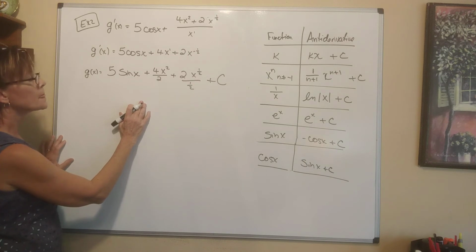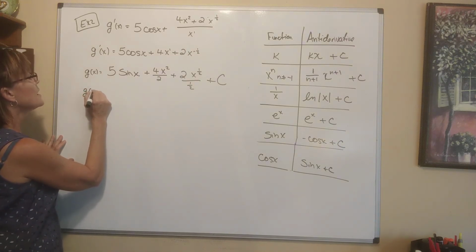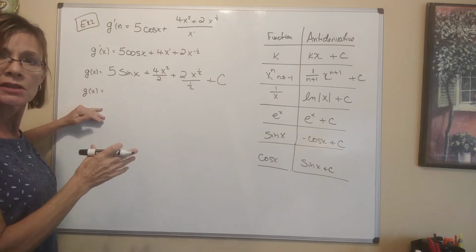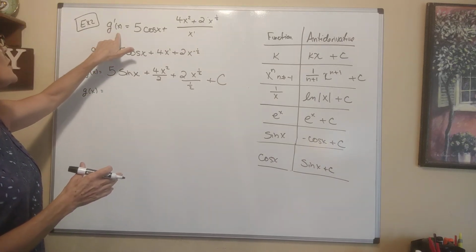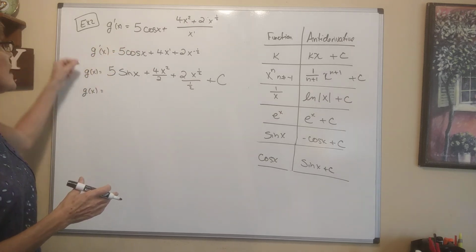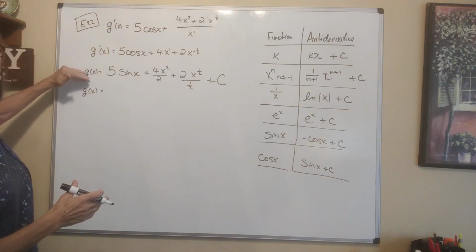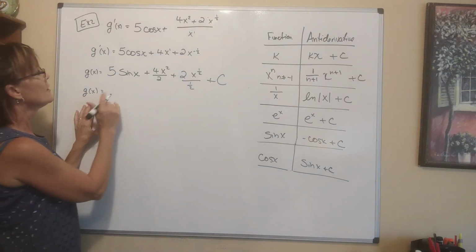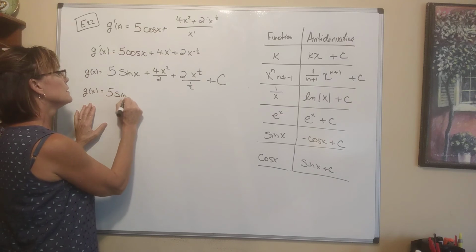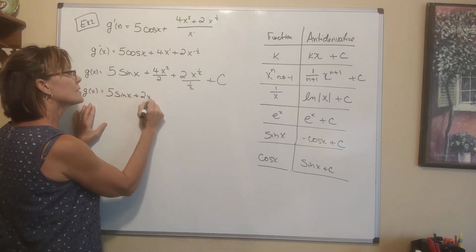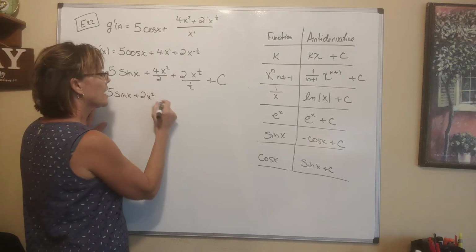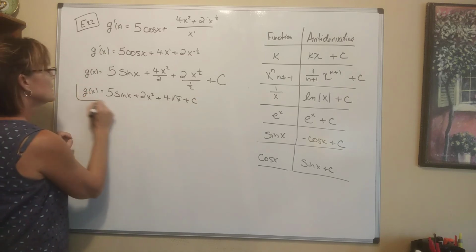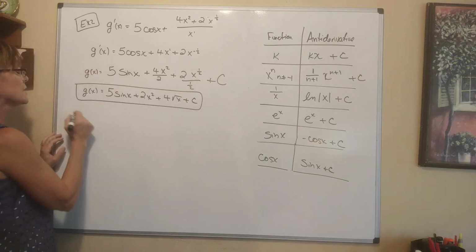We can clean this up. G of x. Now, notice I'm not using capital G of x because they changed the notation. They said g prime of x, which means the derivative. So now I don't have that prime, so that means this is the antiderivative. So watch the notation, it changes some. This is the antiderivative: 5 sine of x plus 2x squared plus 2 divided by 1/2 is a 4 square root of x plus c. This is the antiderivative for example 2.